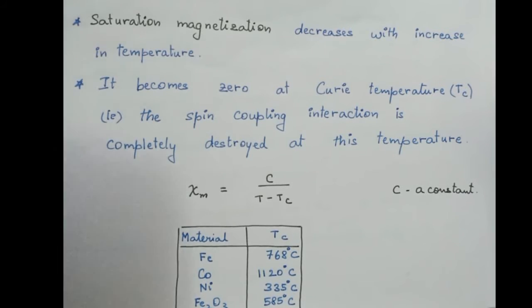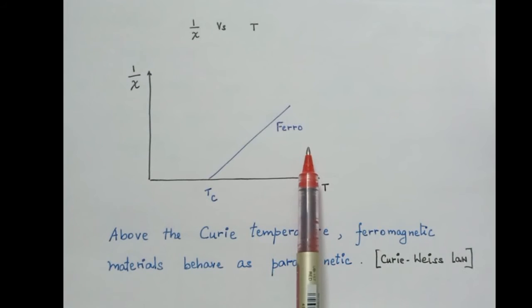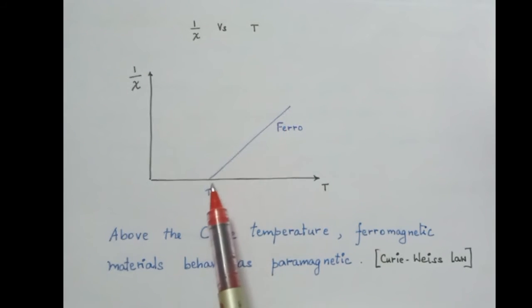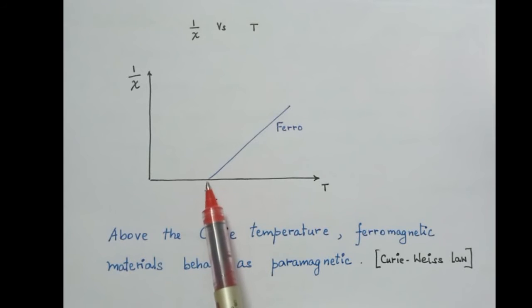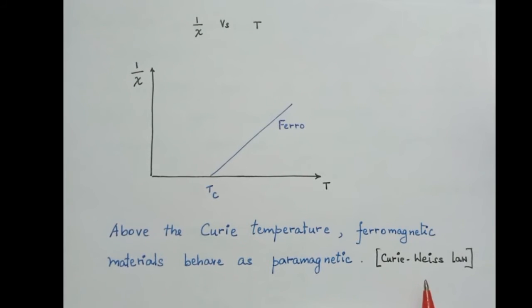Representing this relation graphically, we have a graph of this form for a ferromagnetic material. 1 by chi versus T curve will be a straight line with an x-intercept at Tc. Above the Curie temperature, the ferromagnetic materials will behave like paramagnetic. This law is known as Curie-Weiss law.